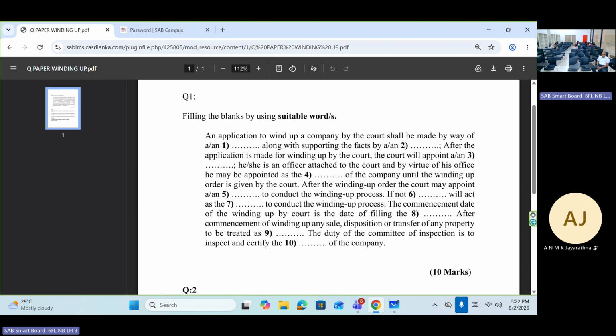Then the commencement date of the winding up by court is the date of filing of the petition. After commencement of winding up, any sale, disposition, or transfer of any property is to be treated as void. The duty of the committee of inspection is to inspect and certify the accounts. Right? 10 marks given here.